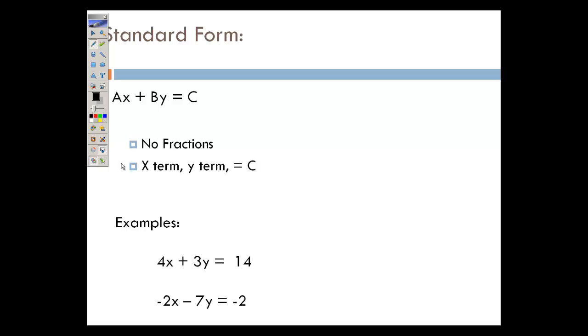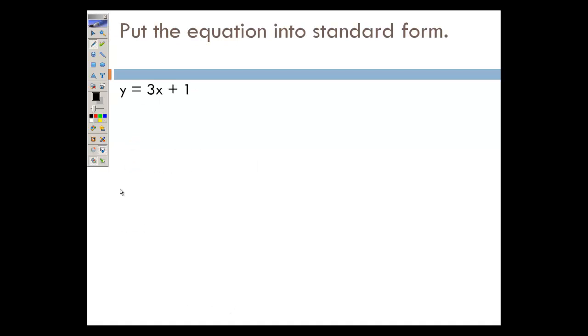Okay. These two examples at the bottom, 4x plus 3y equals 14, and negative 2x minus 7y equals negative 2, would be examples of standard form. There's no fractions. We have an x term, a y term, and it's equal to a constant. Has to be exactly in that form. No fractions allowed.